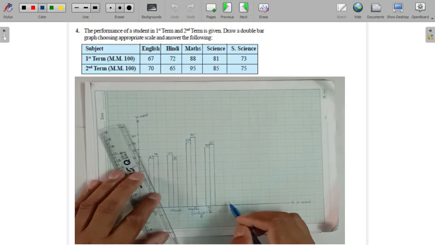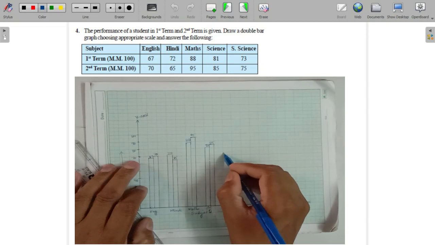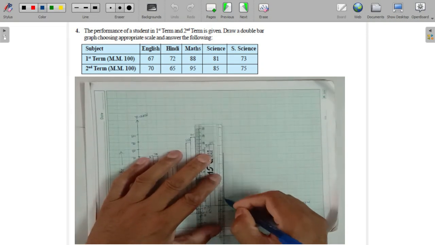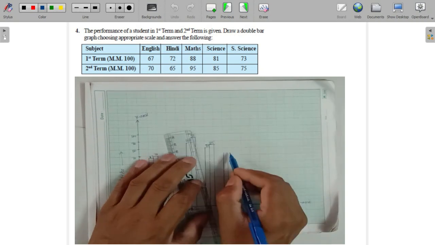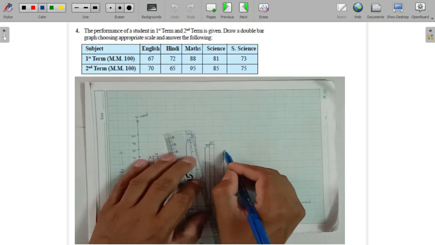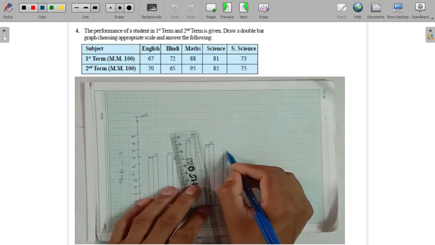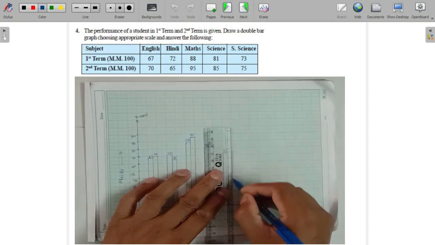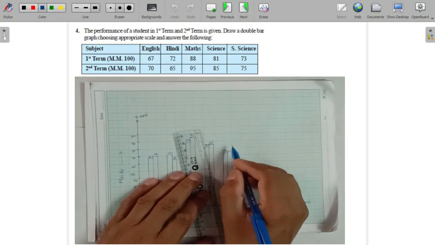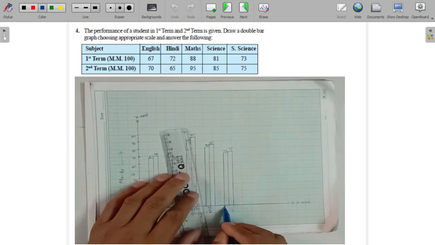Then next is social science. The first term marks is 73. Where 73 will come? After 70, third line. Then take 5th line and join it. Write down here 73. And then second term marks is 75. You have to produce up to 75. That is after 75th line. And then join it. Here write down 75. And below write down social science.